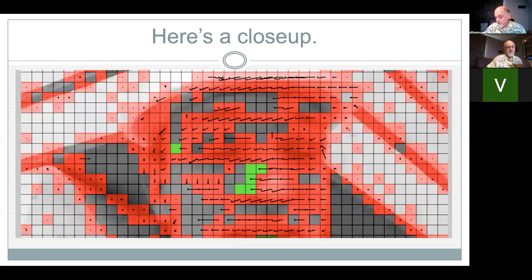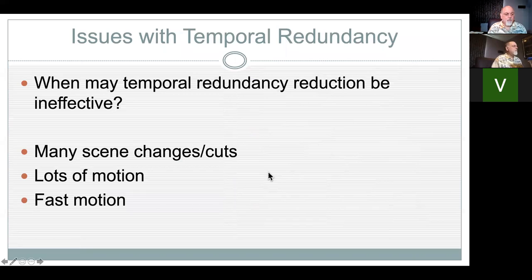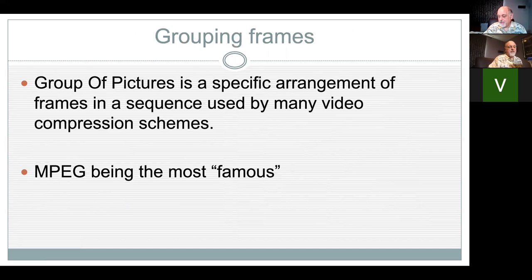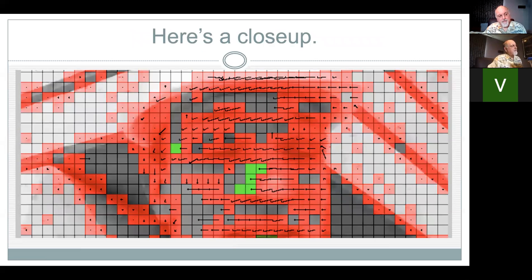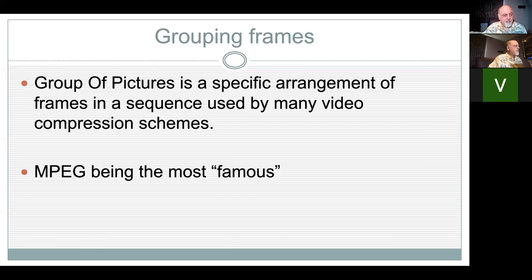Okay, so here's a close-up just to see. You can see the line, the arrowheads, and where the motion's going down and left and right. So when is it ineffective? As Tom pointed out, lots of scene changes, lots of motion, fast motion. That's when temporal redundancy breaks down. The key to temporal redundancy is the group of pictures. When we talk about comparing frames, we're not comparing all the frames in the video at once. We're comparing in chunks, because again, computers, we love chunks.